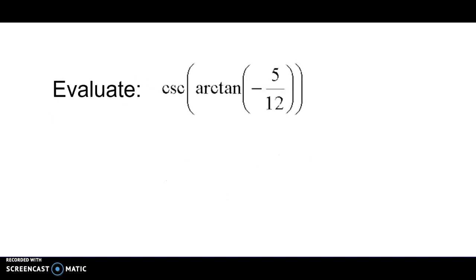And the cosecant of the arctangent of negative 5/12. Now, just a hint for you guys, negative 5/12 is not on the unit circle. So what are we going to have to draw? It rhymes with triangle. Okay, so go ahead, try this one, and let's see how you did.